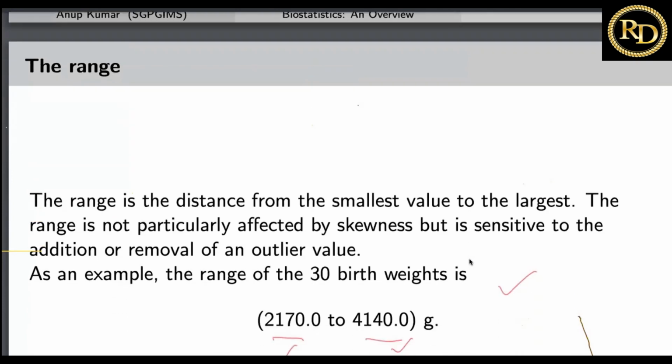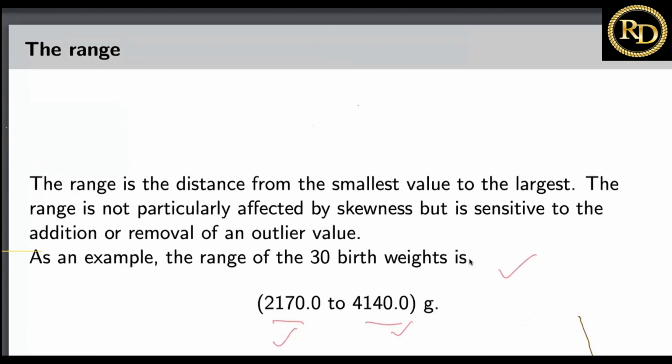Now we will discuss how we can describe the variability in the data numerically. The first and very simple thing that we can do is just give the highest and the lowest value, and that is termed the range. So the range is the distance between the smallest and the largest value. The range is not particularly affected by skewness, but is sensitive to addition or removal of an outlier value.